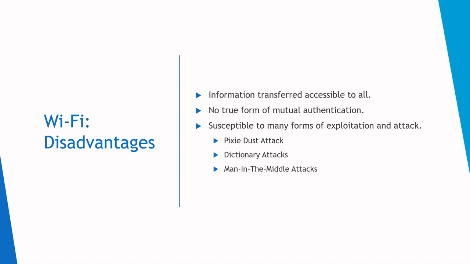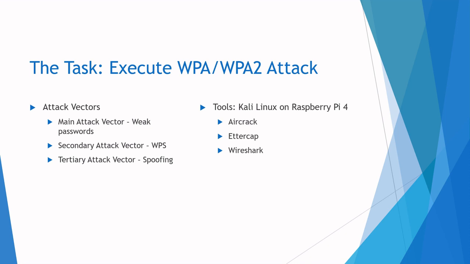These Wi-Fi technologies and wireless technologies are susceptible to many forms of exploitation and attack. The main focus of this presentation and demonstration is to showcase the three different attack vectors that are most prevalent in these Wi-Fi technologies. The one is a Pixie Dust attack that will focus on the WPS setting on routers and APs, a dictionary attack, and the man in the middle attack. The task is to execute a WPA or WPA2 attack. The main focus is to target these three attack vectors.